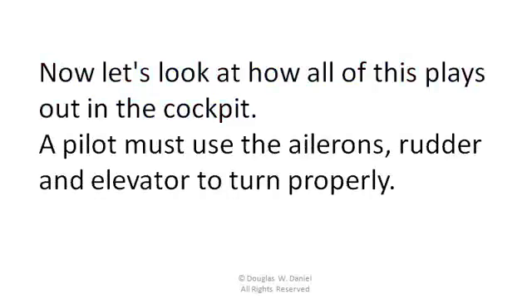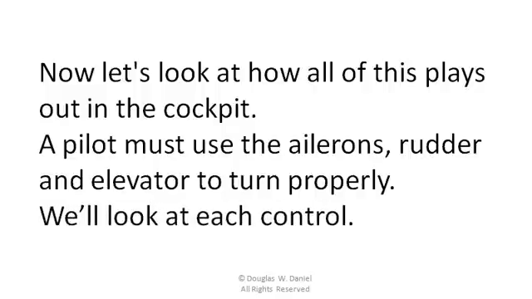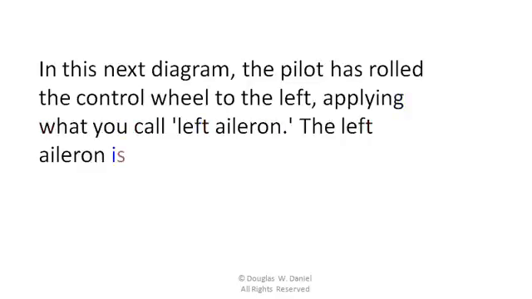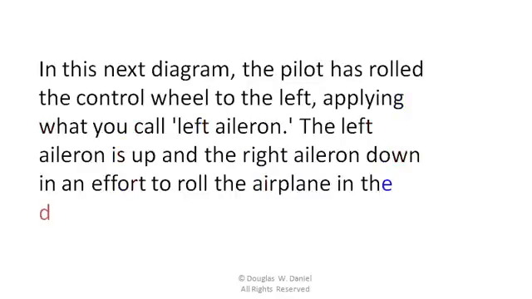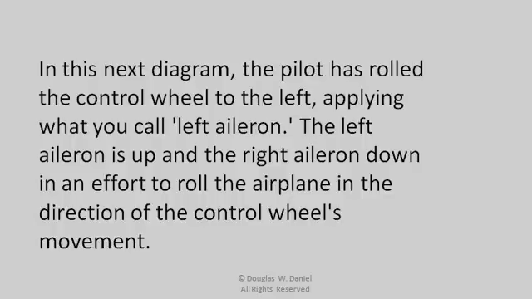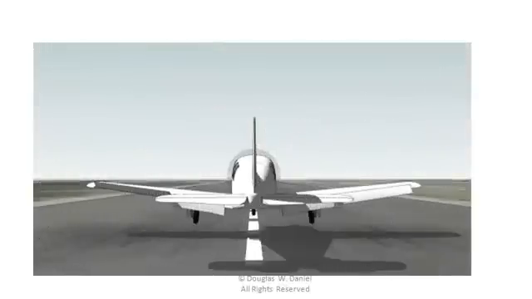A pilot must use the ailerons, rudder, and elevator to turn properly. We'll look at each control. In this diagram, the pilot has rolled the control wheel to the left, applying what you call left aileron. The left aileron is up and the right aileron down in an effort to roll the airplane in the direction of the control wheel's movement. Okay, looking at this picture, you can see the left aileron up and the right aileron down out toward the tips of the wings.